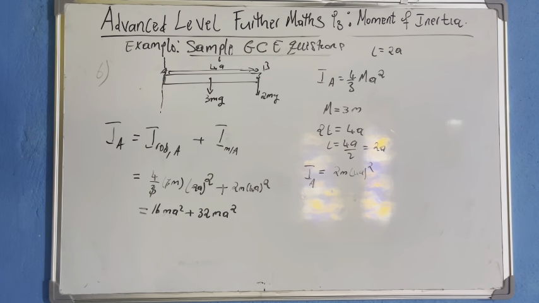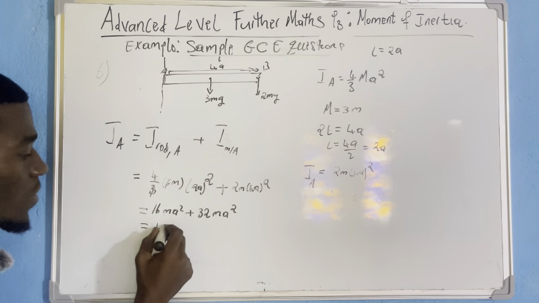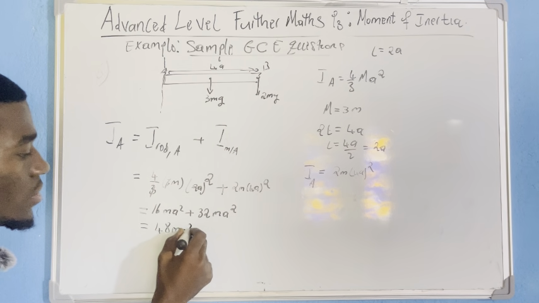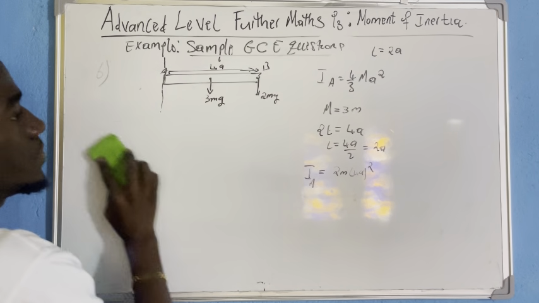Now, if I add the two, will the proof come out? If I add the two, 16 plus 32, it will give us 48ma squared. As simple as that. We come out with the Roman 1 of the question.